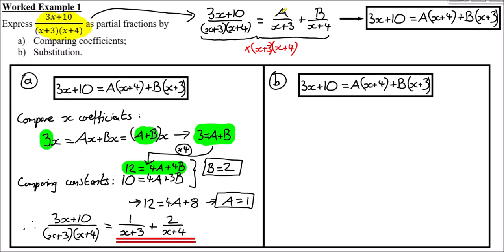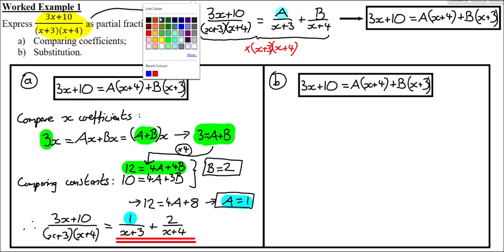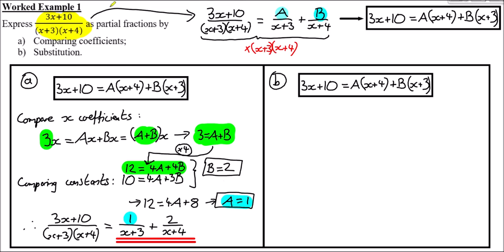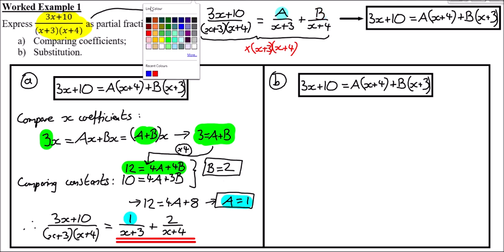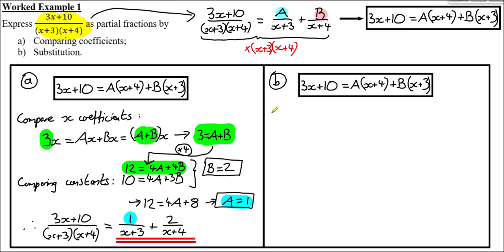So that was A, which we worked out, and we worked out B as well. Whoops, wrong colour, I need a different one. Going to go for pink. B we got was 2, hence 2 there.